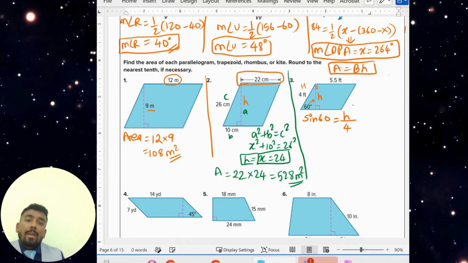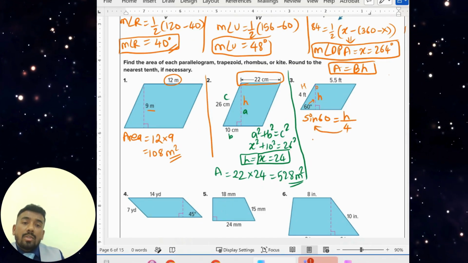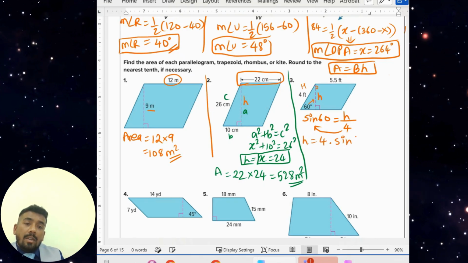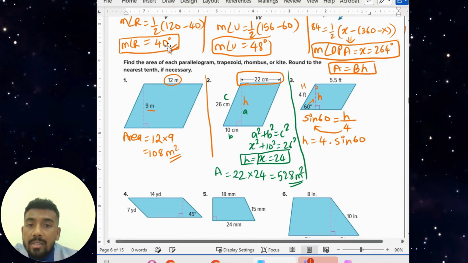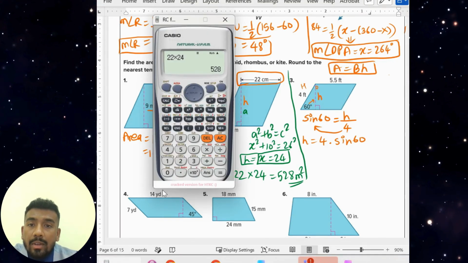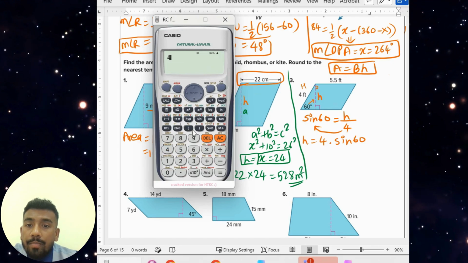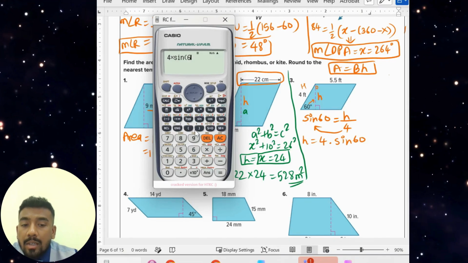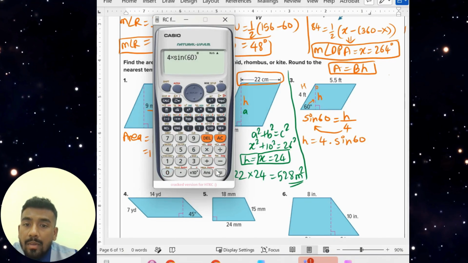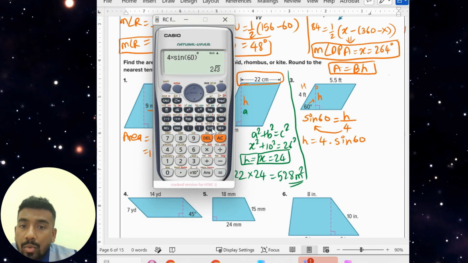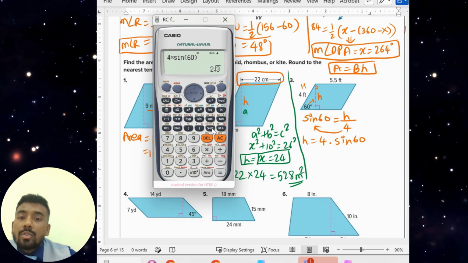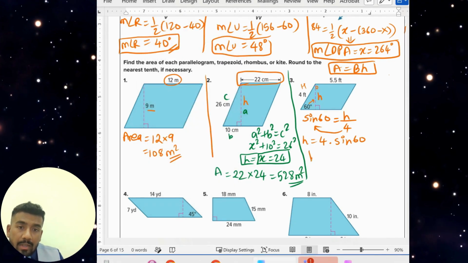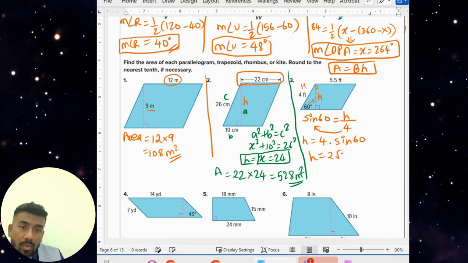That's 4. So bring this 4 here. So H will be what? 4 times sine 60. What is 4 times sine 60? Put it in the calculator. So 4 times sine 60, the answer is 2 root 3. Okay, so that's the answer. 2 root 3. So that's your height.